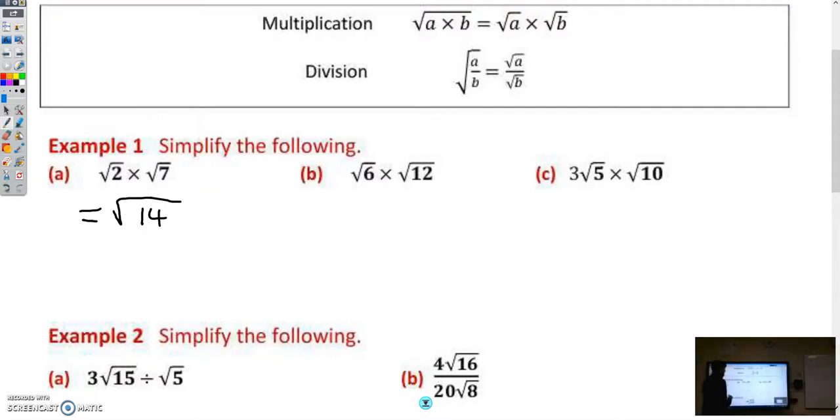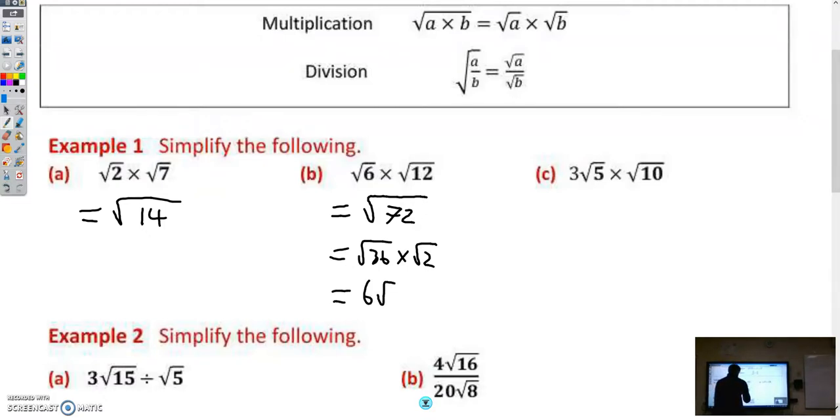This is what we're looking at in B. So we have root 6 times root 12. When we carry out the multiplication, we're going to end up with root, and 6 times 12 is 72. Now, 72 has a square factor of 36. So we're going to rewrite this as the square root of 36 times the square root of 2. Simplify the square root of 36, which is 6, root 2.